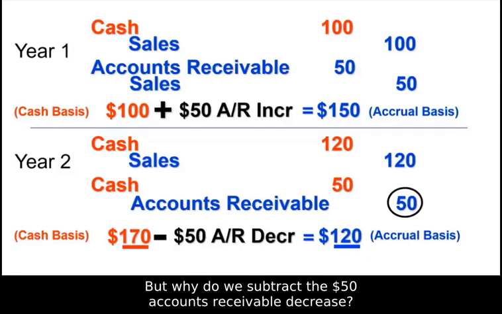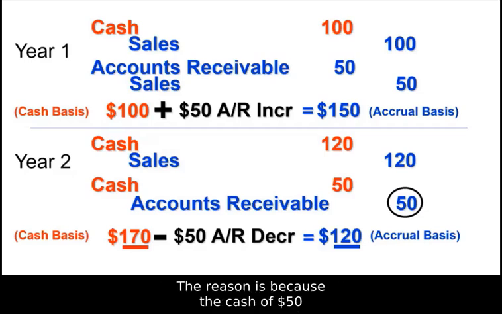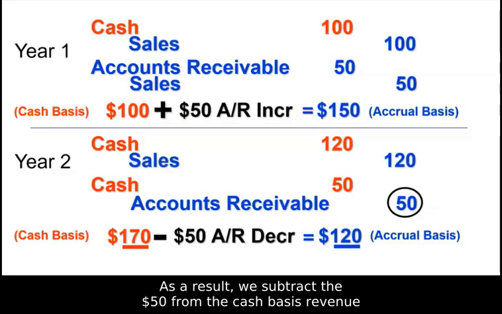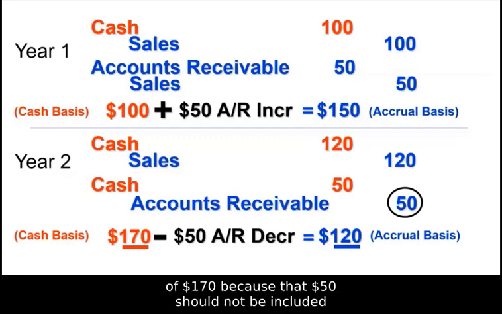But why do we subtract the $50 accounts receivable decrease? The reason is because the cash of $50 that was received is a revenue for cash basis, but not accrual basis. As a result, we subtract the $50 from the cash basis revenue of $170 because that $50 should not be included in the accrual basis revenue of $120.